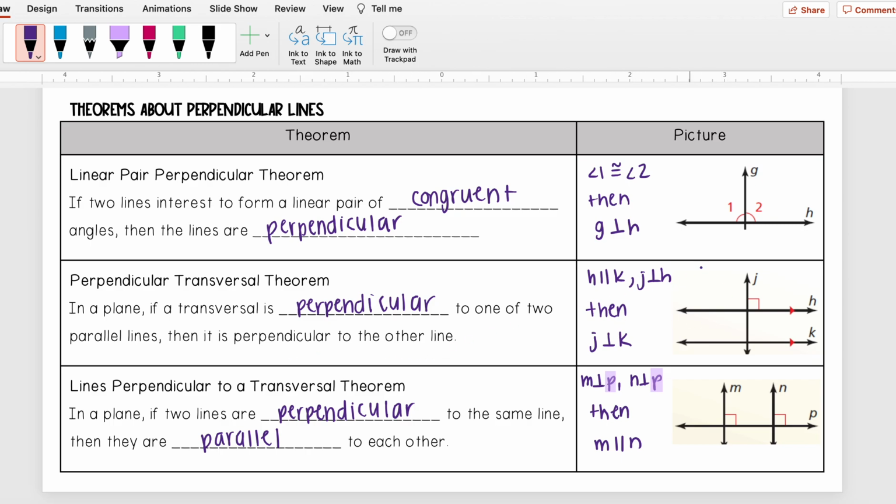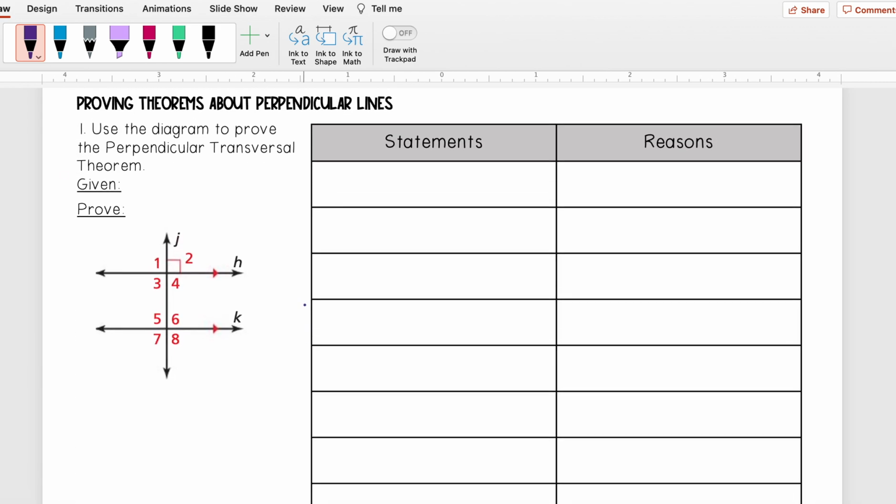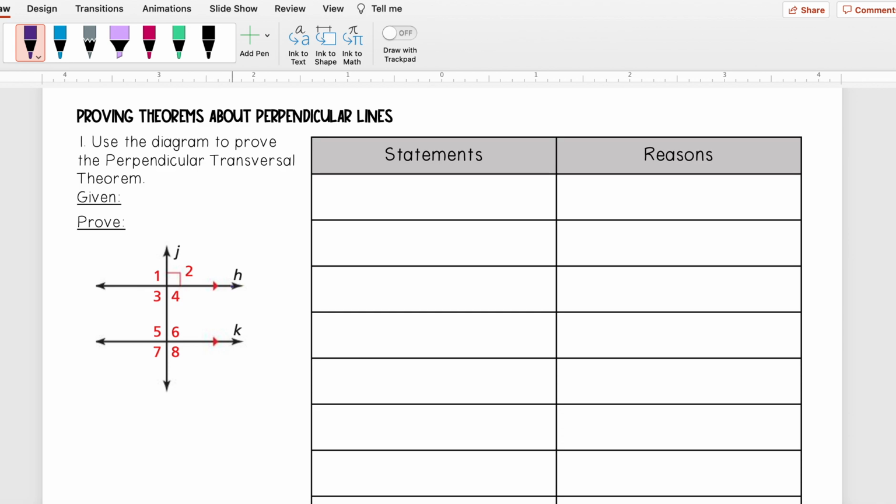Looking at this picture and what I have written, I'm given two pieces of information: two parallel lines and two perpendicular lines. And I want to prove that these other two lines are perpendicular. Looking at my diagram, J is perpendicular to H, and I know that because of this right angle. And I'm also given that H is parallel to K, because of these arrows that mean they're parallel. Then to prove this theorem, I need to come to the conclusion that J is therefore perpendicular to K.